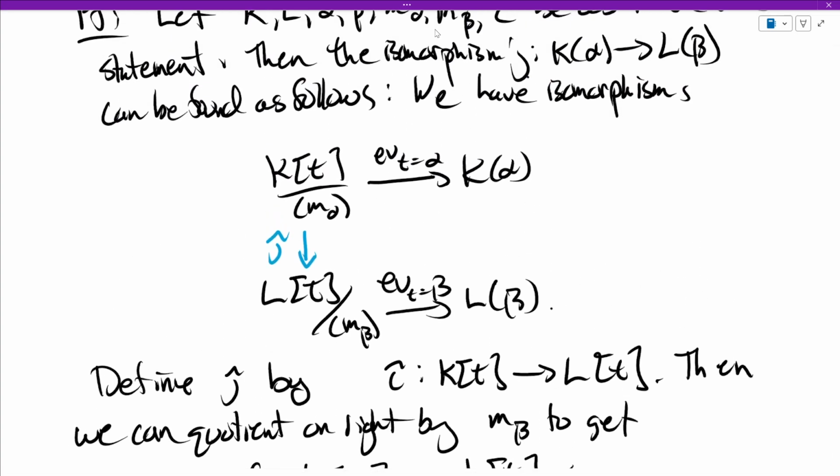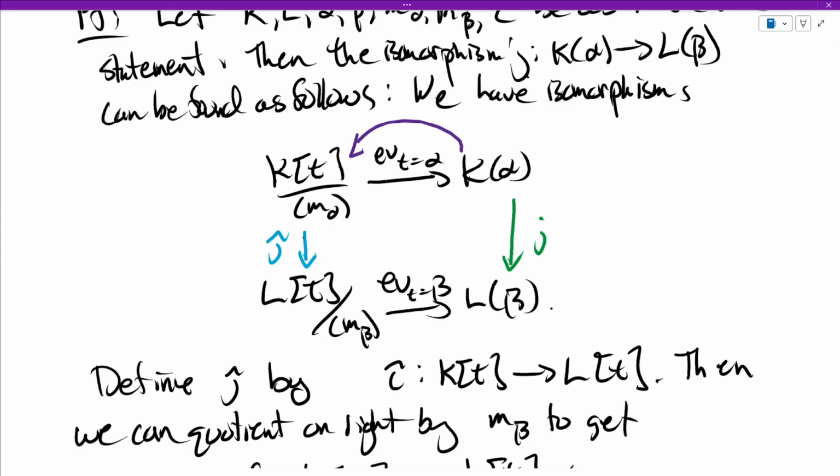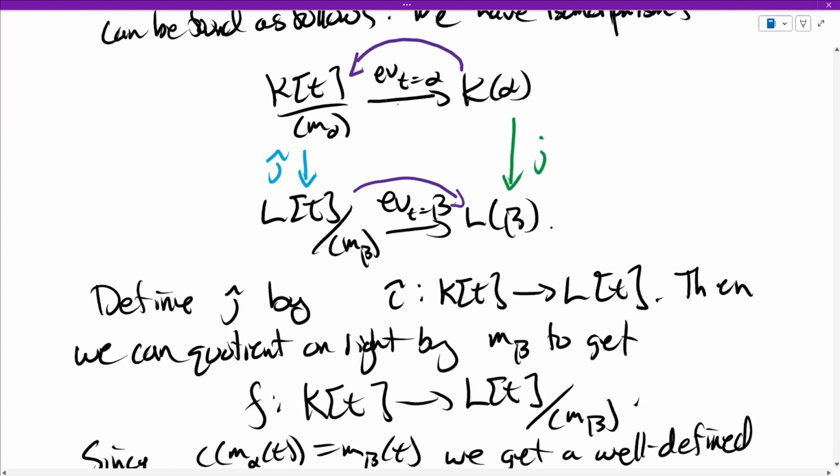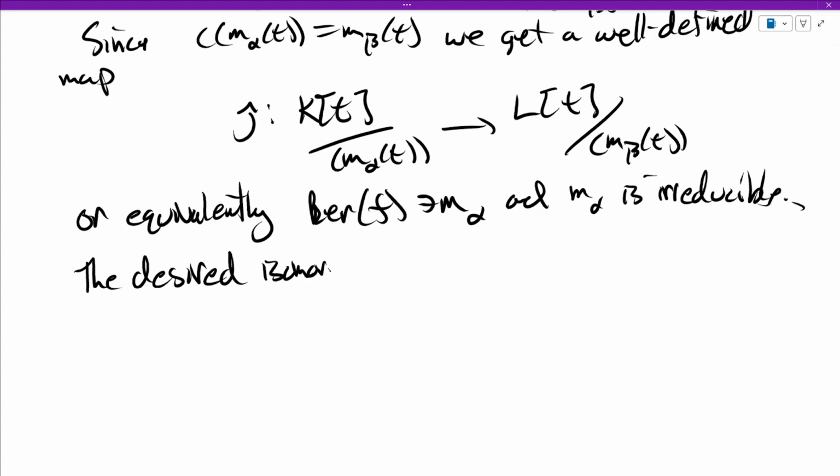So how can we come up with a J here? Let's do it in purple. So what's J going to be? Well, J is going to be the following. We're going to undo evaluating at alpha. We're going to apply J hat, and then we're going to evaluate at beta. Okay. So the desired isomorphism, which is going to be a map from K adjoin alpha to L adjoin beta.